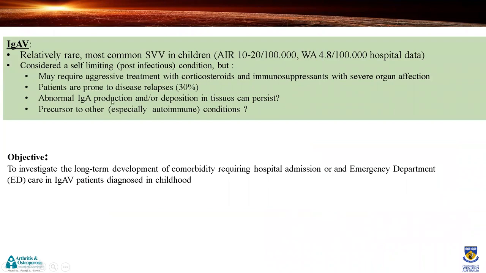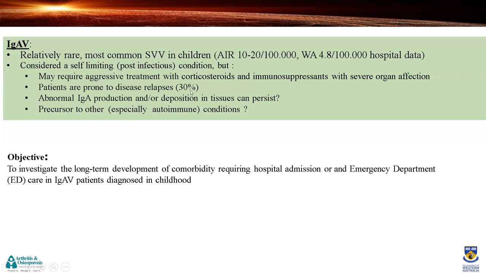IgA vasculitis is relatively rare, but in children it's the most common type of systemic vasculitis with an overall estimated international incidence rate of 10 to 20 per 100,000, and in WA, based on hospital data, we estimated about 5 per 100,000. Overall, it's considered to be self-limiting, usually occurring after an infectious episode, but it may require quite aggressive treatment with high-dose corticosteroids and cytotoxic drugs, especially when there's severe organ involvement.